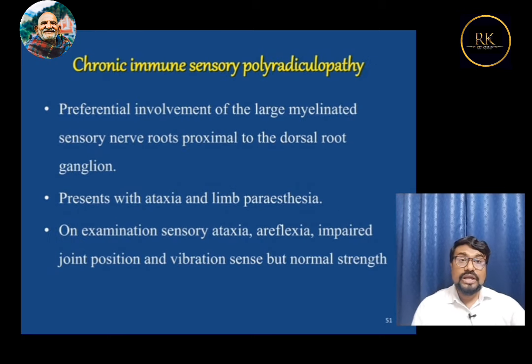In chronic immune sensory polyradiculopathies, there is involvement of large myelinated sensory nerve roots proximal to the dorsal root ganglia, and they will present with ataxia and limb paresthesia. On examination: sensory ataxia, areflexia, impaired joint position and vibration sense with normal strength.